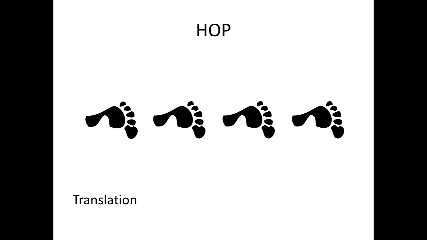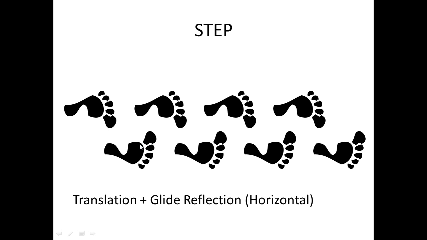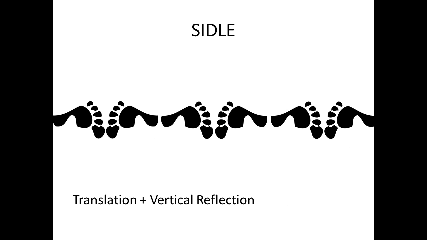In John Conway's description, he uses these feet as a way to describe the different ways that the patterns can exist. The first one here is a hop, where it's just a translation from one to the next to the next. The second one is a step, which is basically the glide reflections. So you have this one, and then it comes down, it reflects and then translates a little bit, then it reflects and translates, reflects and translates. You have this sidle, which is basically a translation and then a vertical reflection, translation, vertical reflection, translation, vertical reflection.